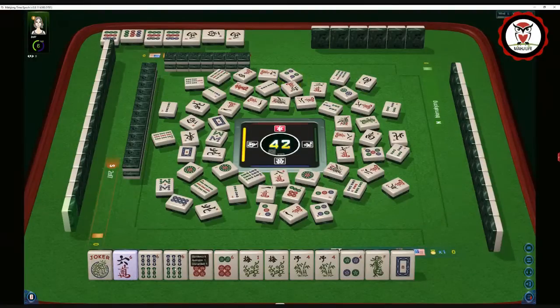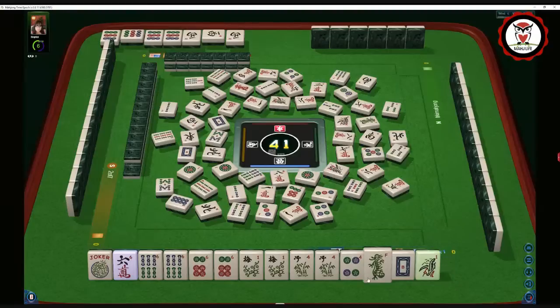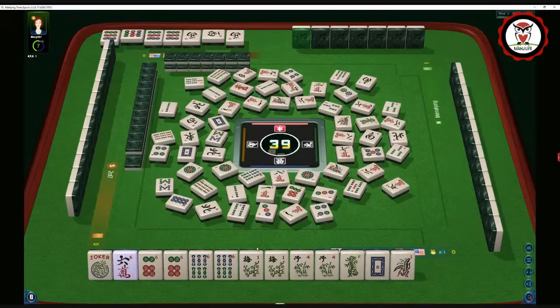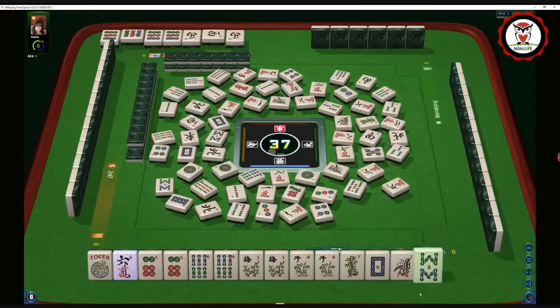And then we could maybe Kong either the six bam, four dots, or six dot. Probably the six bam could be our pair. If the six bam is our pair, there's one four dots out. We could Kong the six dot and the six characters. Six crack. This would be leveraging the flowers. Seven bamboos. Now in the end game, throwing a flower right now would be very risky.